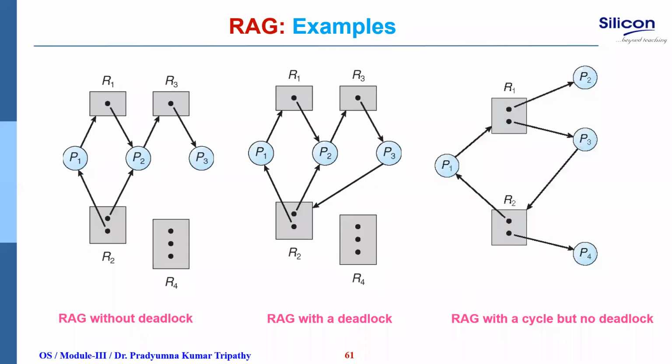Is it understood, or does anyone have a doubt? Three conclusions we get. First, no cycle, no deadlock. Second, if there is a cycle, deadlock may exist. Third, if there is only one instance of each resource type and a cycle, then definitely it is in deadlock. Is that understood, or does anyone have a doubt over here?